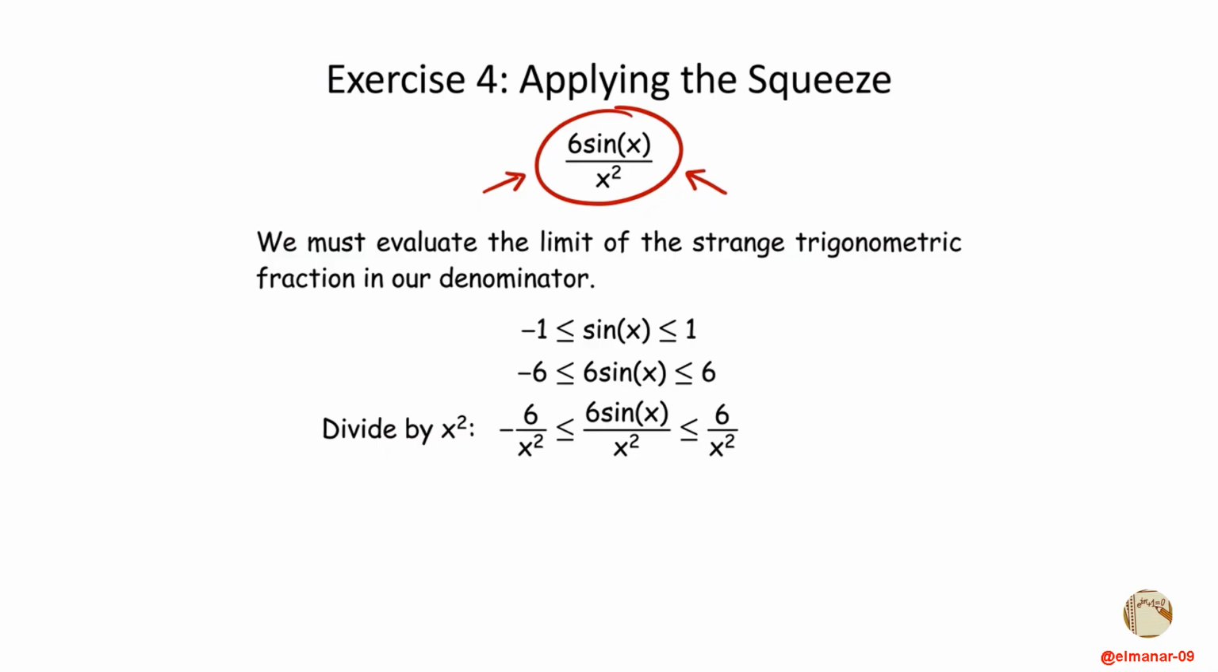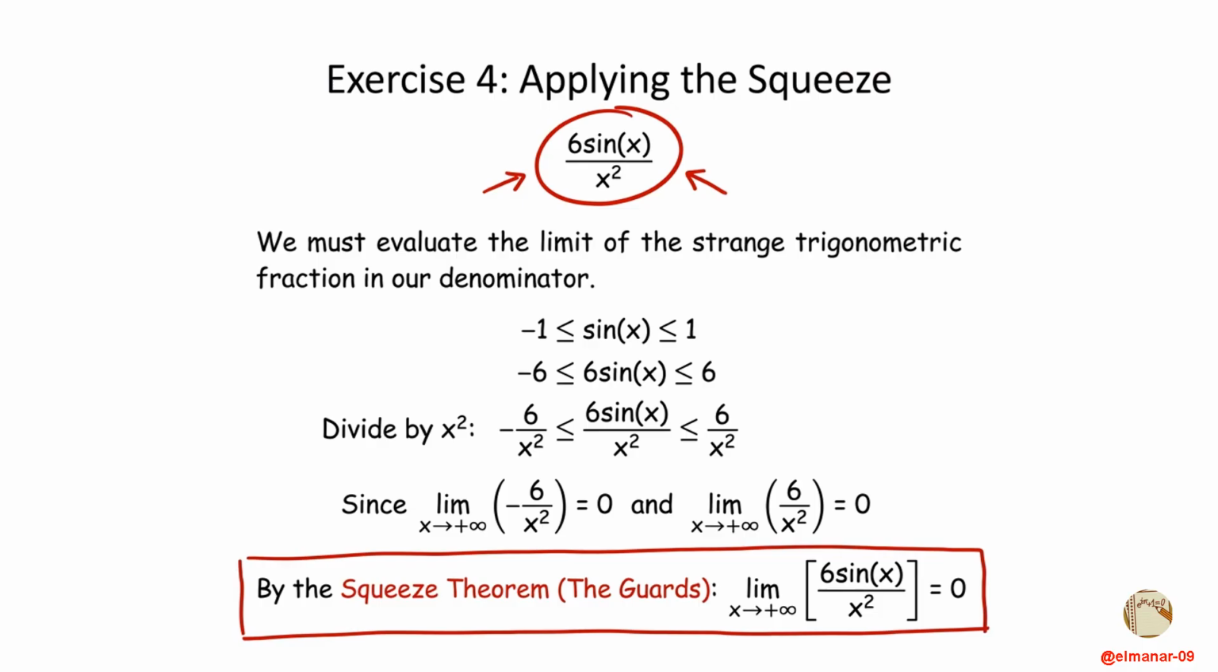Now look, as x goes to infinity, -6 over x squared goes to 0, and 6 over x squared also goes to 0. Since the guards both go to 0, our middle term, 6 sine of x over x squared, is squeezed and must also have a limit of 0. This is a critical step to simplifying the whole problem. We've just erased the complexity of the sine function by proving it disappears at infinity.